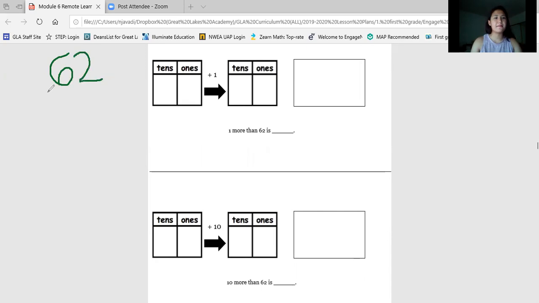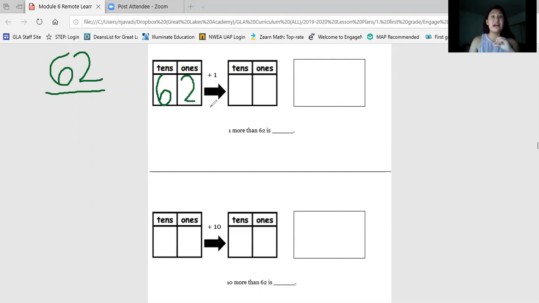Here's that number. How many tens are in the number 62? Shout it out on 2. 1, 2, 6. That's right. There are 6 tens. How many ones are in the number 62? Shout it out on 2. 1, 2, 2. That's right. There are 2 ones in 62.